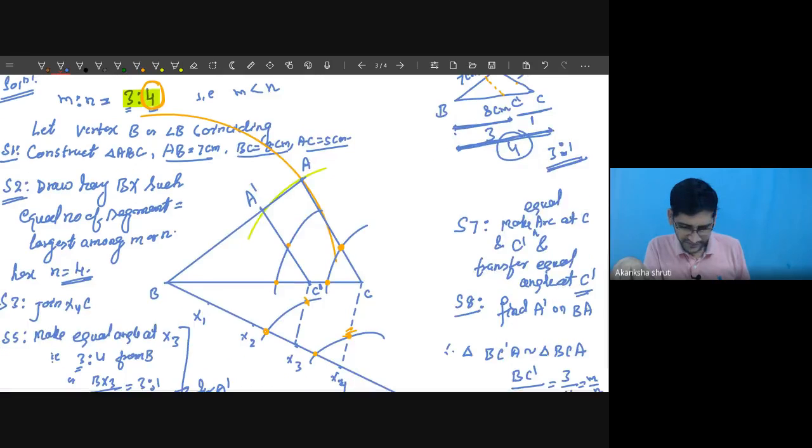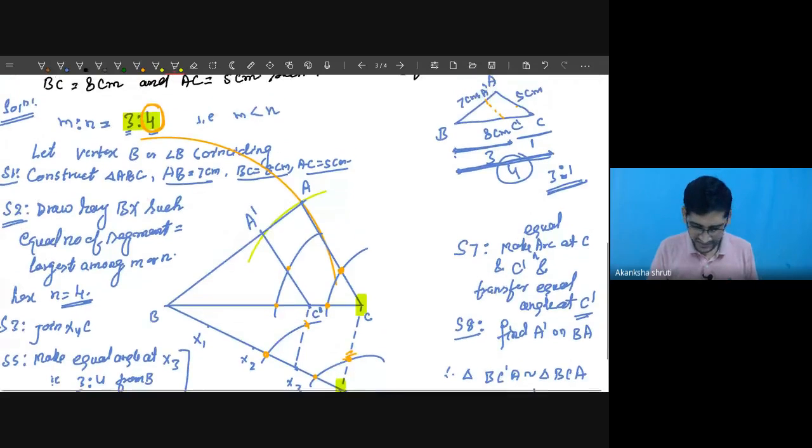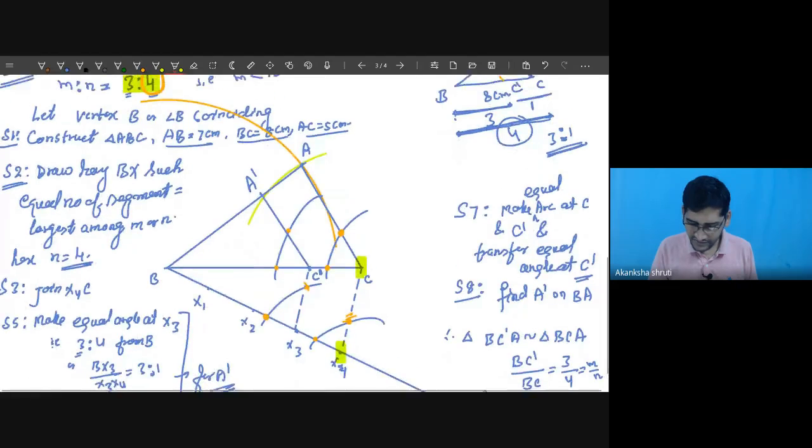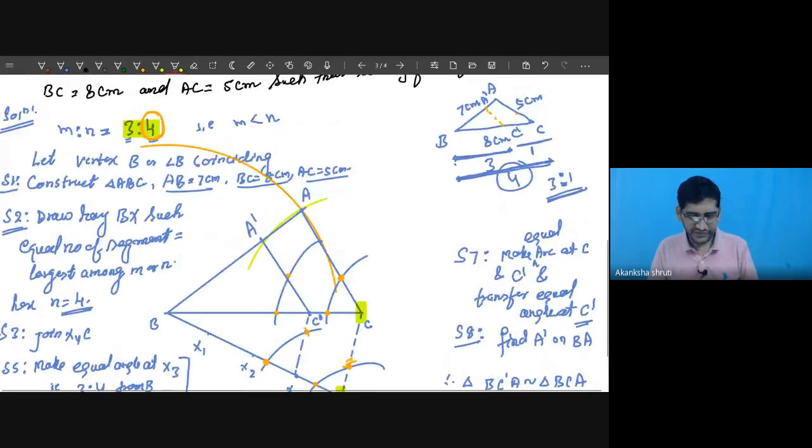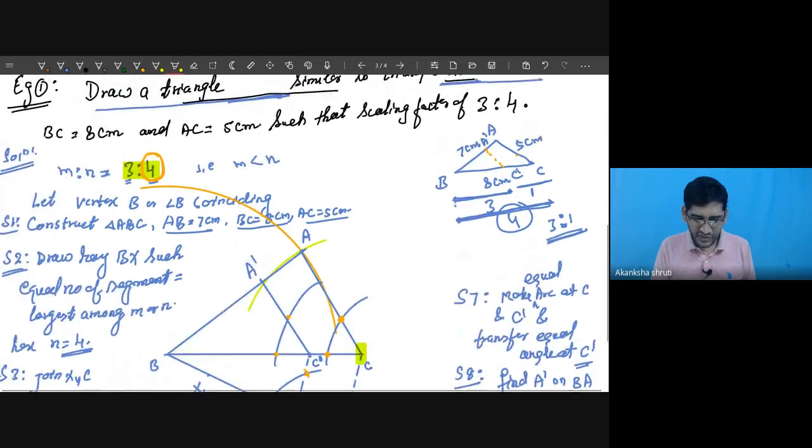Like here, what was given was our this C dash, and it was for the fourth one. So C was given and it was for the 4. So we had joined this C with the 4. Another, we are going to construct the same triangle with 4:3. Then you can get it.